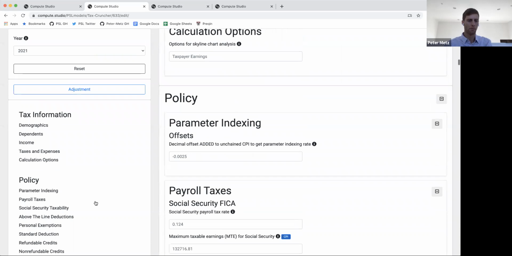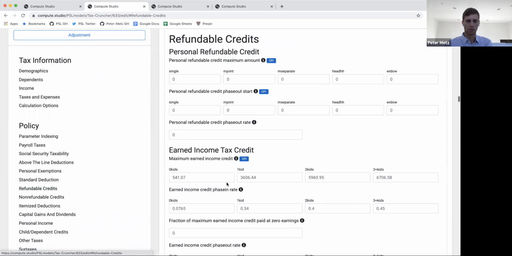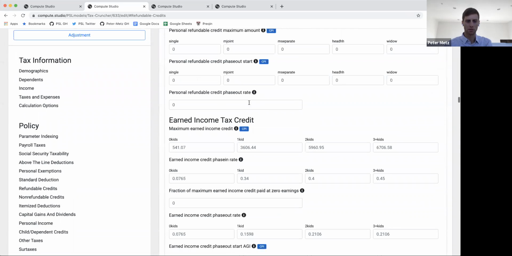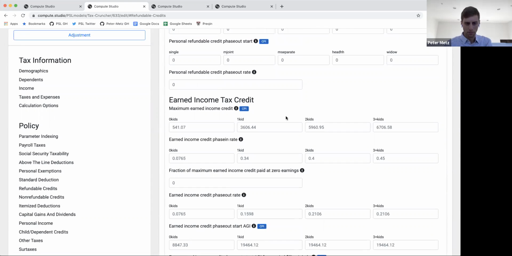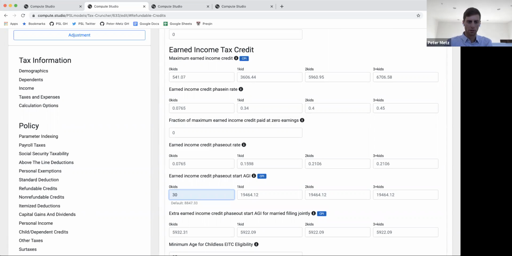So for our policy now, we had reform to the EITC, which is a refundable credit. So we'll just skip down to this section. Here we have the EITC. And here's going to be our phase out start AGI. For the sake of simplicity, let's just make it $30,000 for all numbers of kids. There's a married bonus, but we'll leave that be.